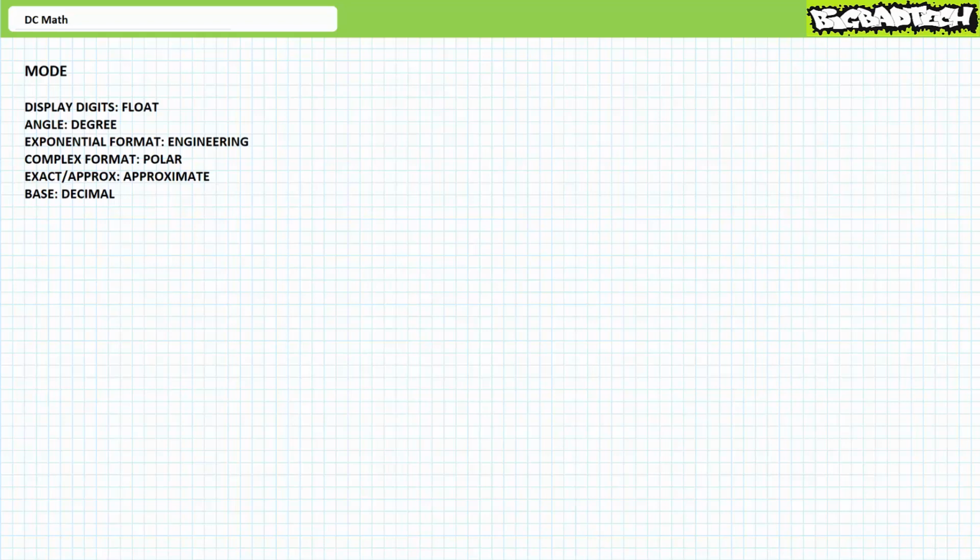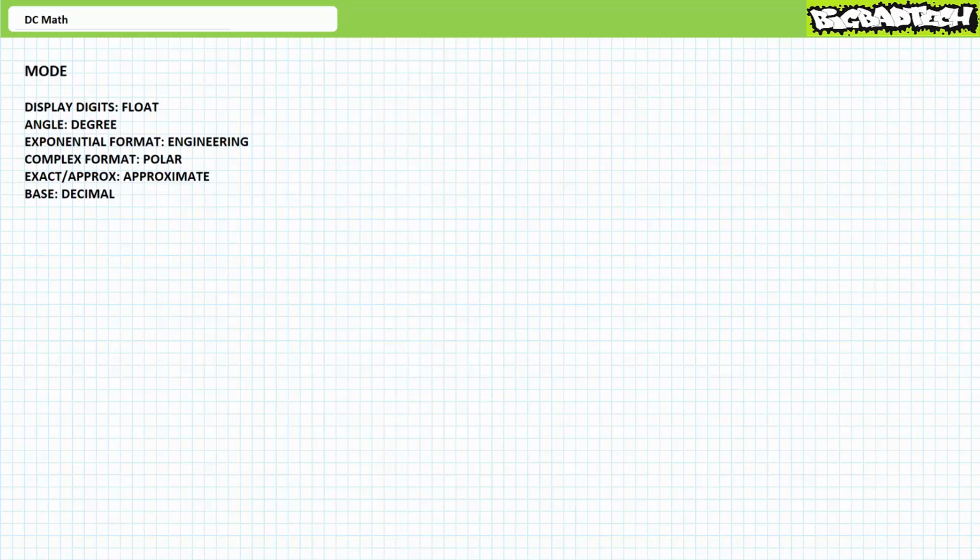Exponential format engineering makes the calculator display all results in engineering format using the coefficient times the power of 10. The exponential format engineering lecture, available at the Big Bad Tech channel, dealt extensively with this topic. Lastly, approximate enables the calculator to display all fractions and irrational numbers as decimal equivalents. Provided your calculator is set up as requested, we now need to learn how to enter expressions properly.